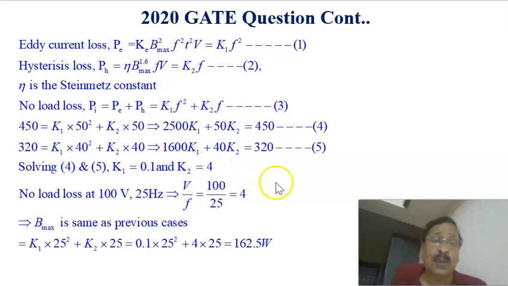Now the question is: corresponding to 100 volt and 25 Hz, what is the no load loss? Again, V by F is 100 divided by 25, equal to 4, the same as the previous cases. Therefore, Bmax is constant. The no load loss corresponding to 25 Hz is K1 into 25 square plus K2 into 25, which is 0.1 into 25 square plus 4 into 25, equal to 162.5 watts. Therefore, the answer is that corresponding to 100 volts and 25 Hz, the no load loss equals 162.5 watts.